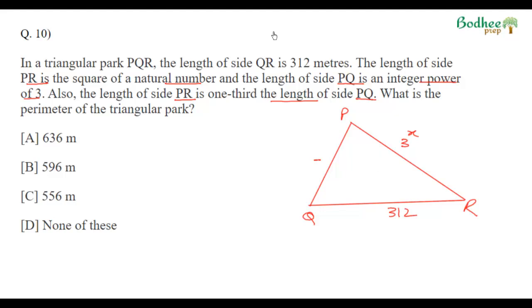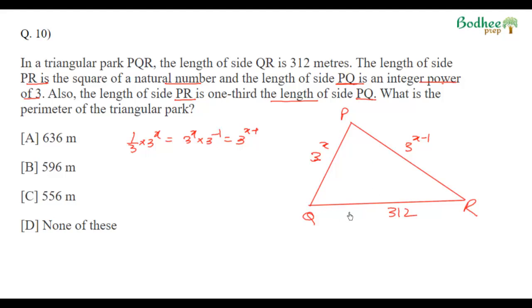I think I have mistakenly put this length here. PQ should be here. It says that PQ is an integral power of 3. So this is 3 to the power x, and this is some square of some natural number. And this is 1/3 of this. So obviously this will be what? 3 to the power x minus 1, right? Because 1/3 of 3 to the power x is nothing but 3 to the power x into 3 to the power minus 1, which comes out to be 3 to the power x minus 1, correct?